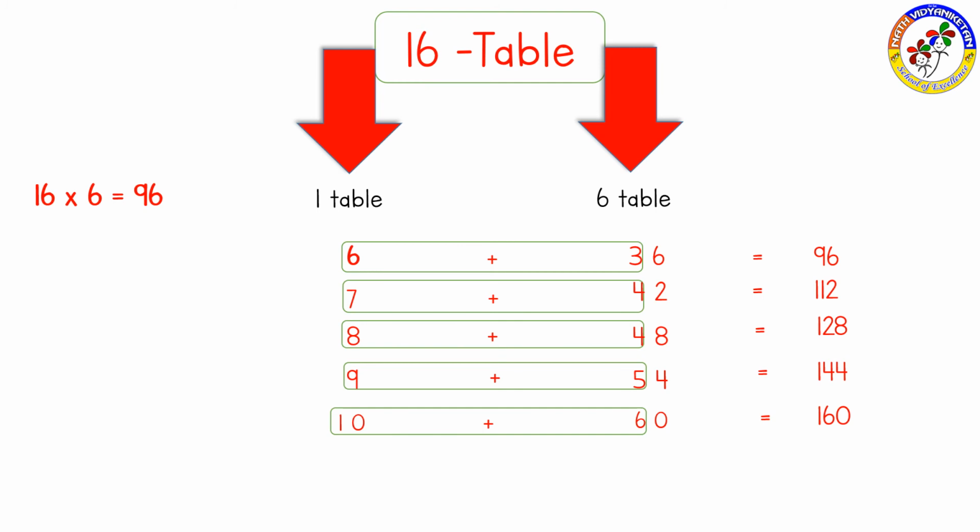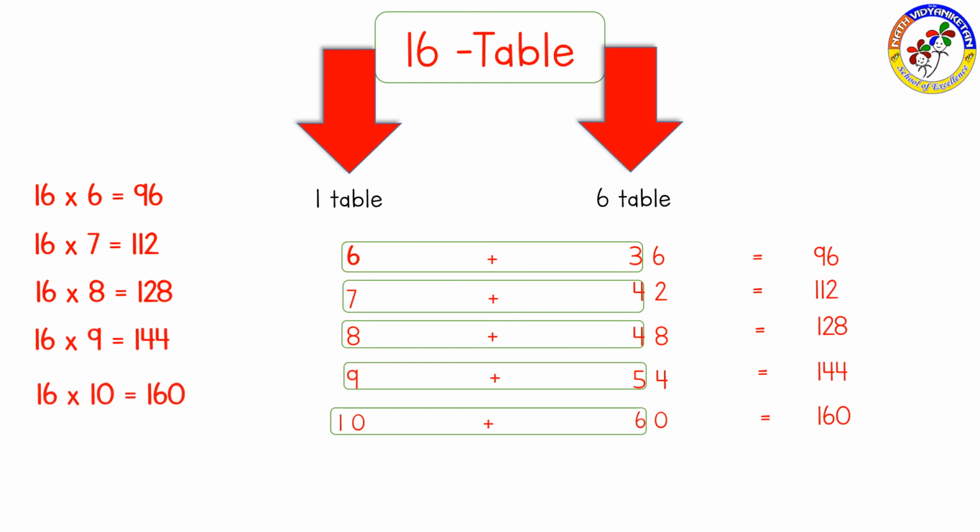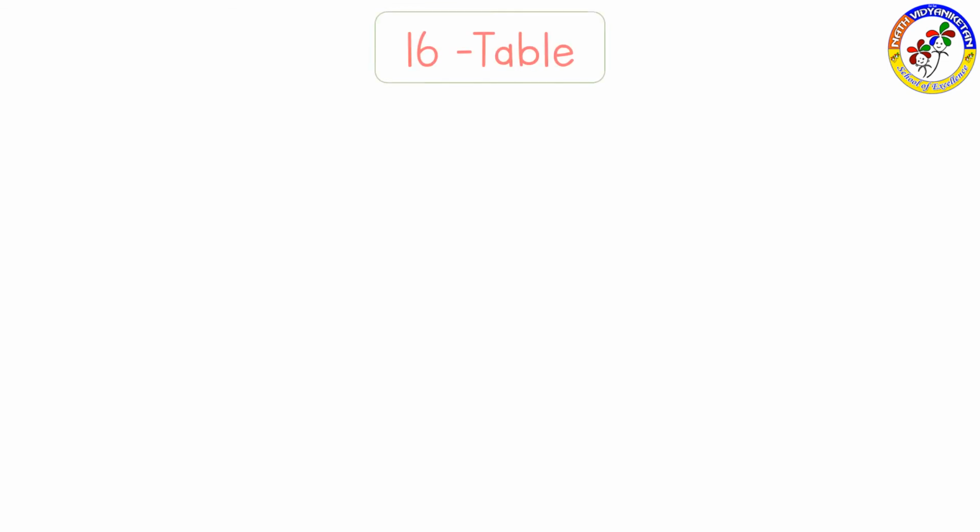So here is the 16th table from the 6th step. Let us see. 16 6 are 96. 16 7 are 112. 16 8 are 128. 16 9 are 144. 16 10 are 160. Is it clear? Now let us see from the 11th step.